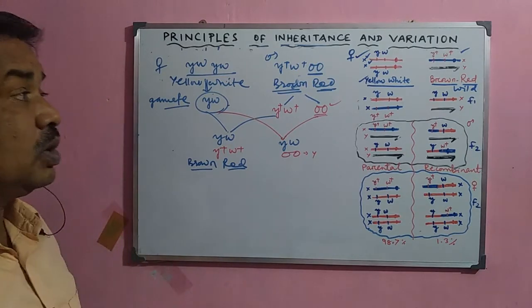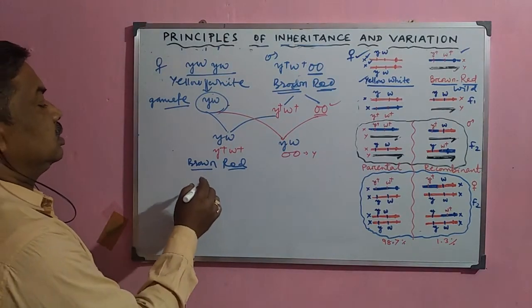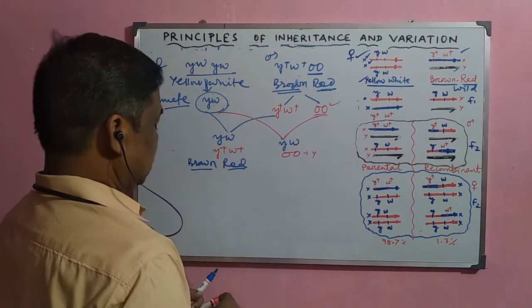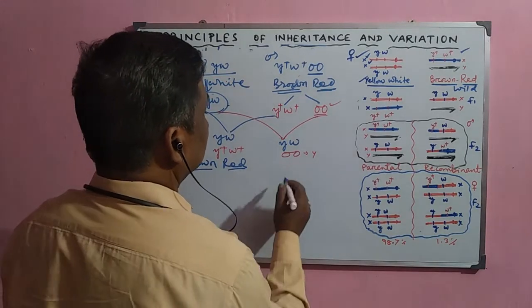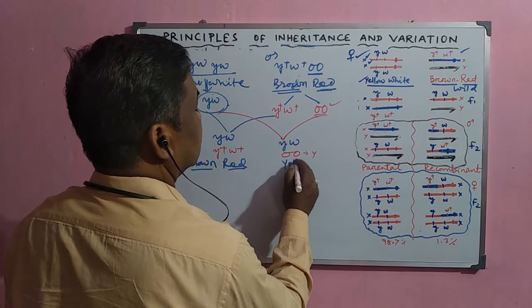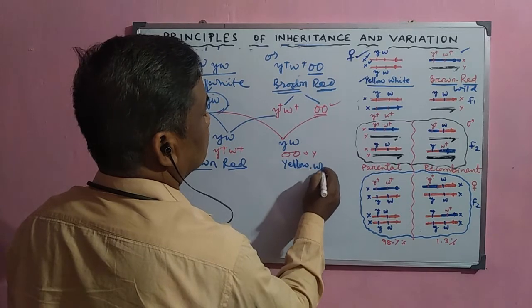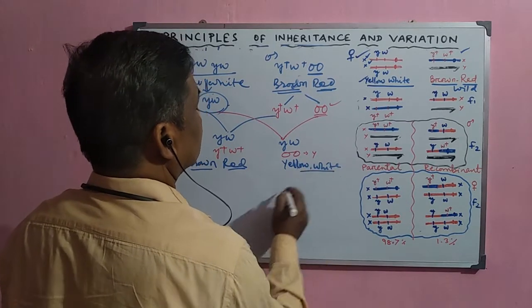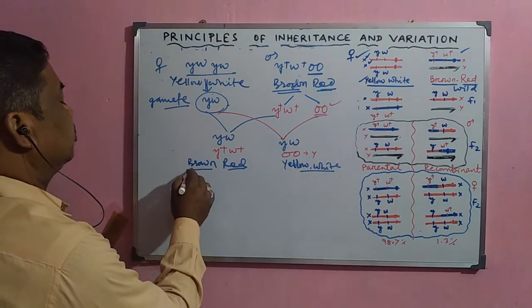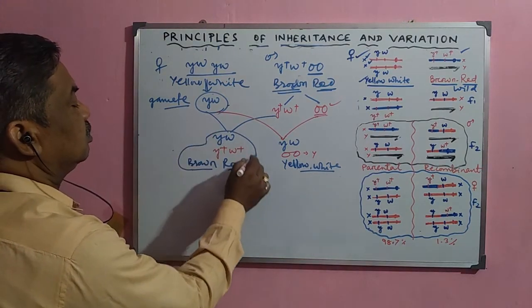So in the F1 generation, normally brown, red females are observed, and yellow and white type males are observed.